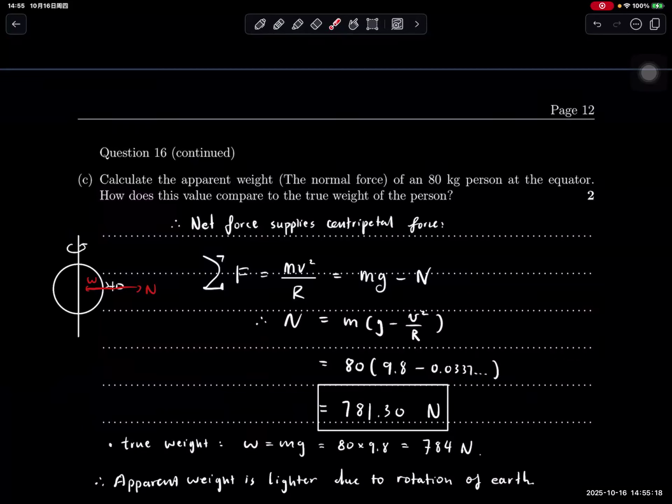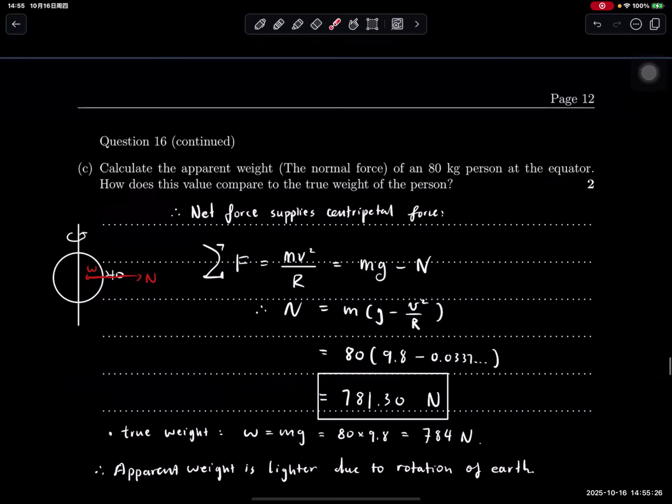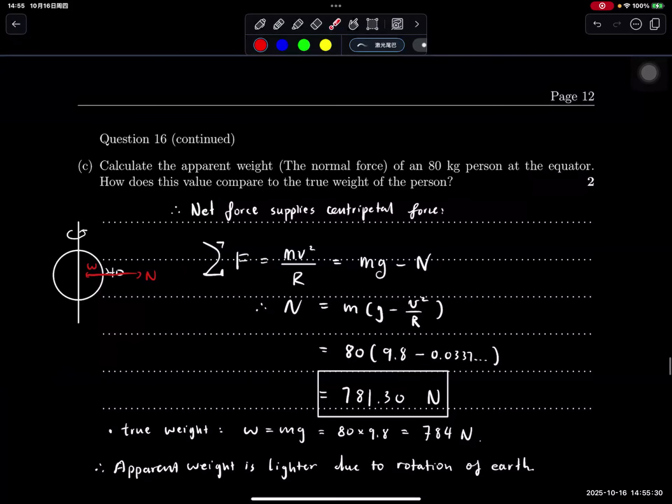Okay, apparent weight is normal force. I can also give you a hint here: for an 80 kilogram person at the equator. Okay, so how does this value compare to the true weight of a person? So draw a little diagram here. So like this person on the equator, okay, Earth is rotating, and yeah, you have your weight force this way, okay, and then the surface of Earth exerts a normal force on you. Okay, so these two forces actually supply the centripetal force that you're rotating with.